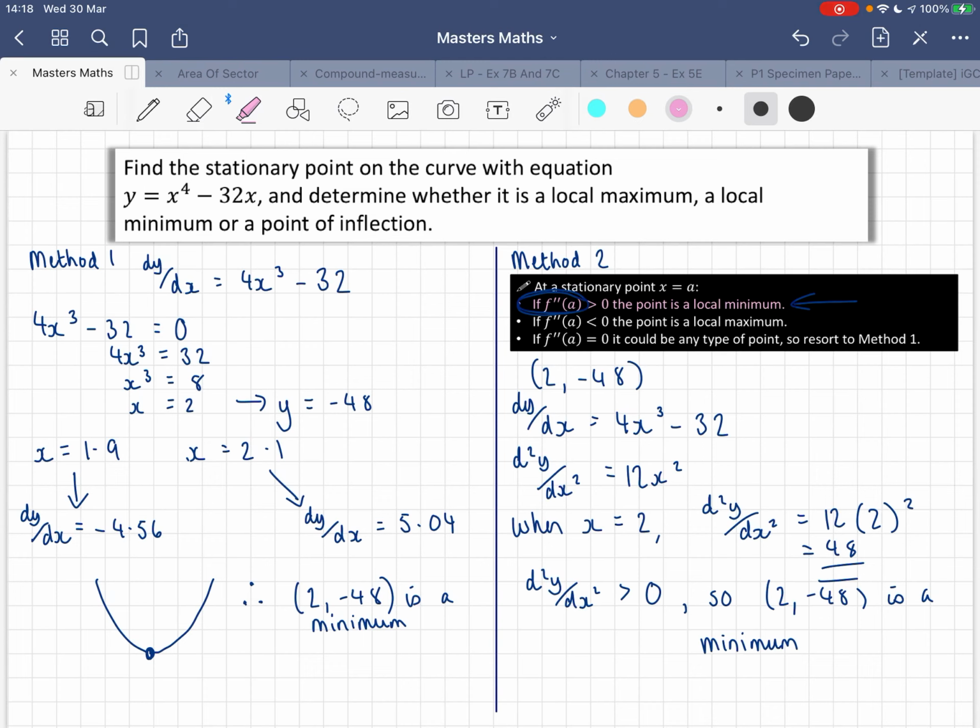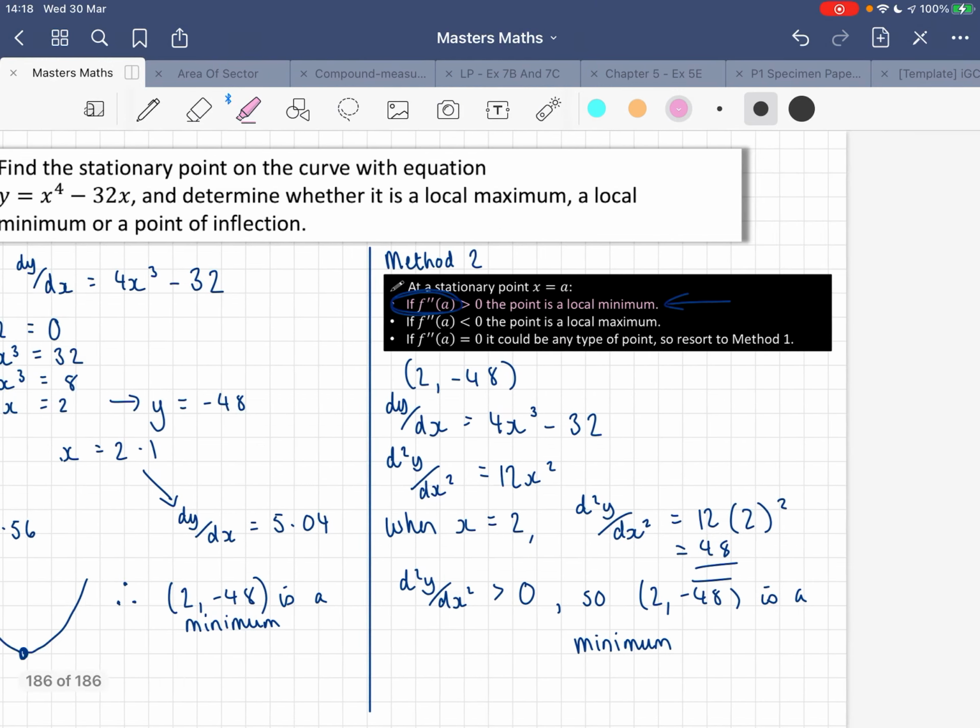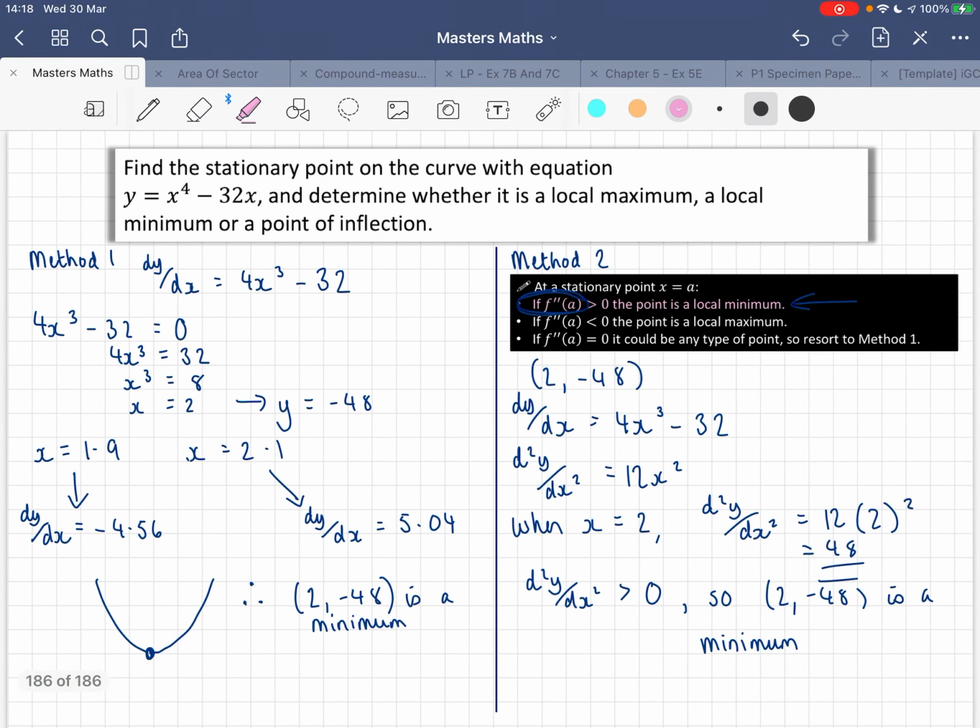But as you can see, that's a bit quicker than the first method if we actually get to a point where it gives us something either less than 0 or greater than 0 and not equal to 0. And I think that's it. That is it.